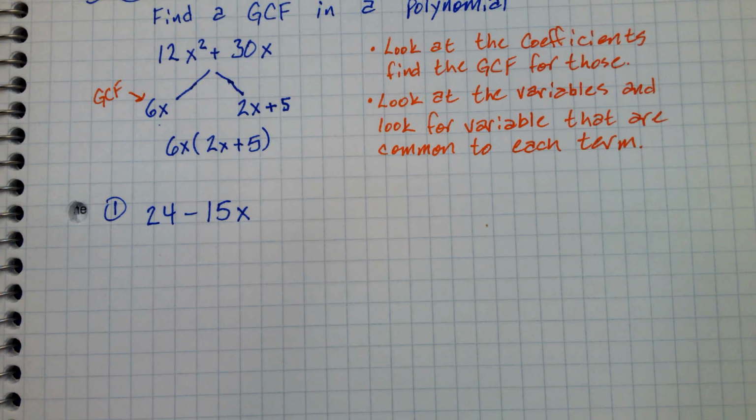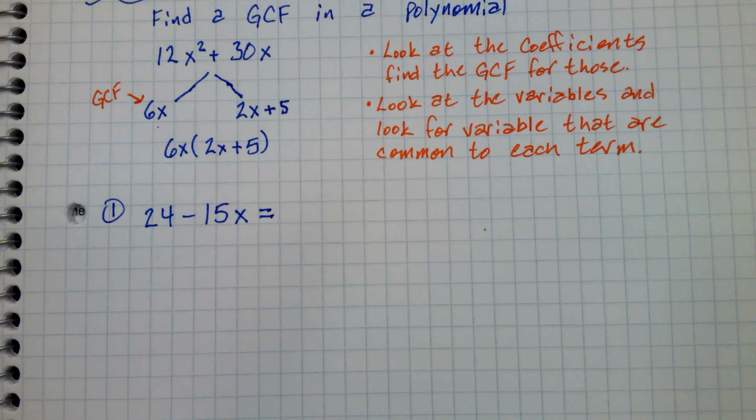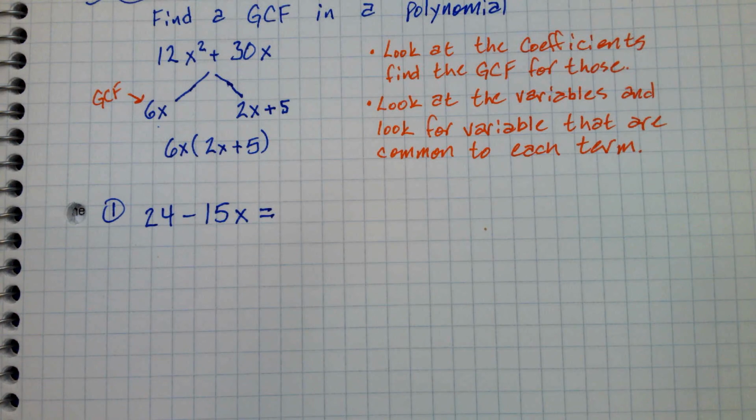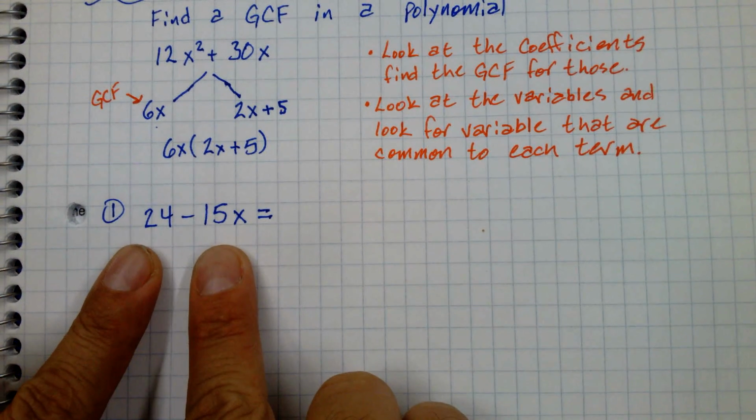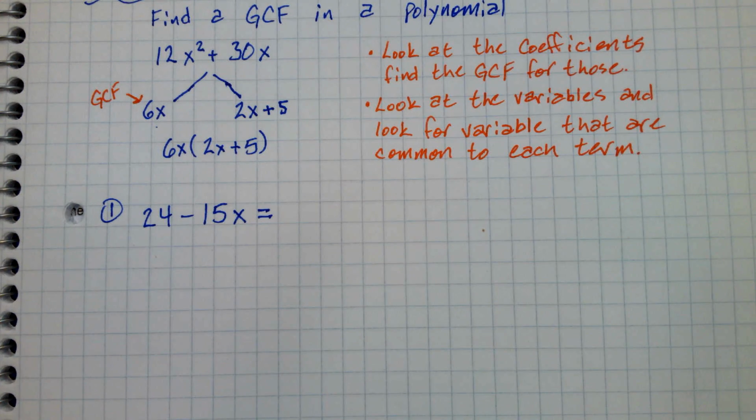24 minus 15x. I'm going to show you another way to do this. We're going to write our answer over here. Okay? So let's factor. Look at each term. 3? What do you guys think? Anything bigger than 3 that comes out of 24 and 15? No, you got to start thinking of, okay, how do I break down this number? Yes, 3 is it.